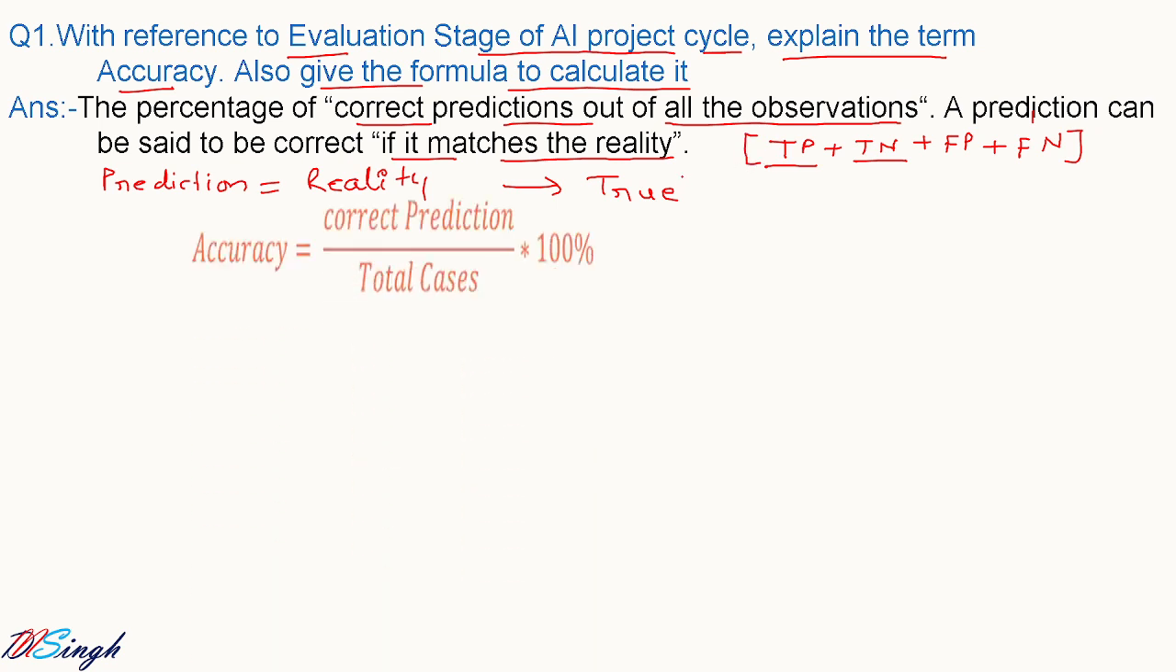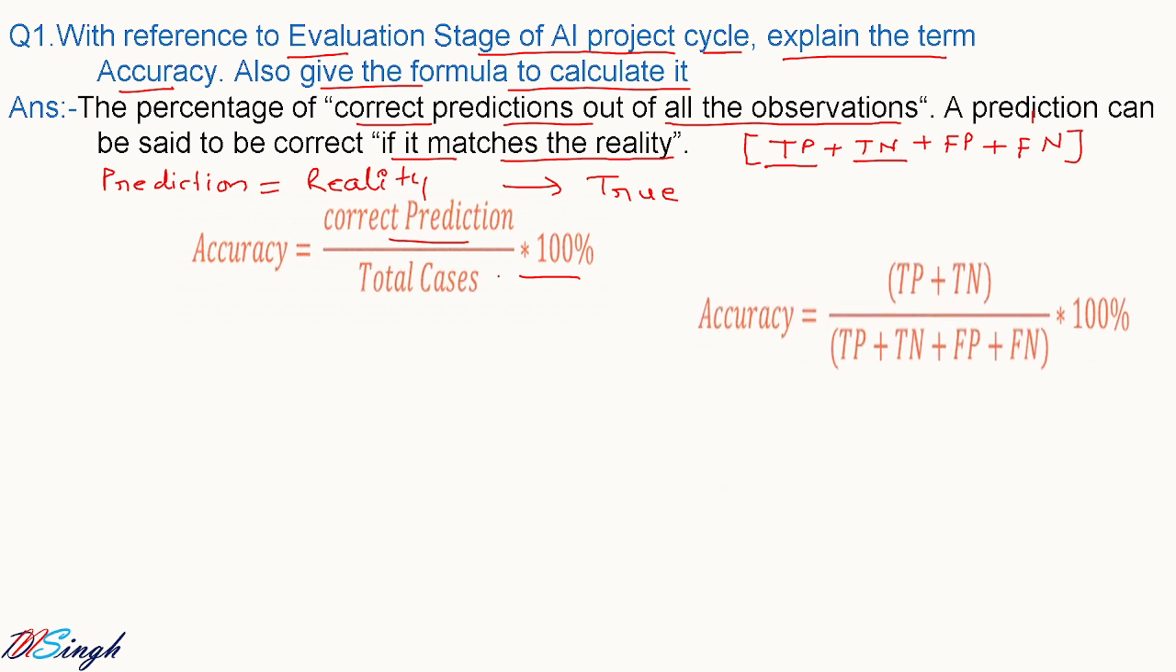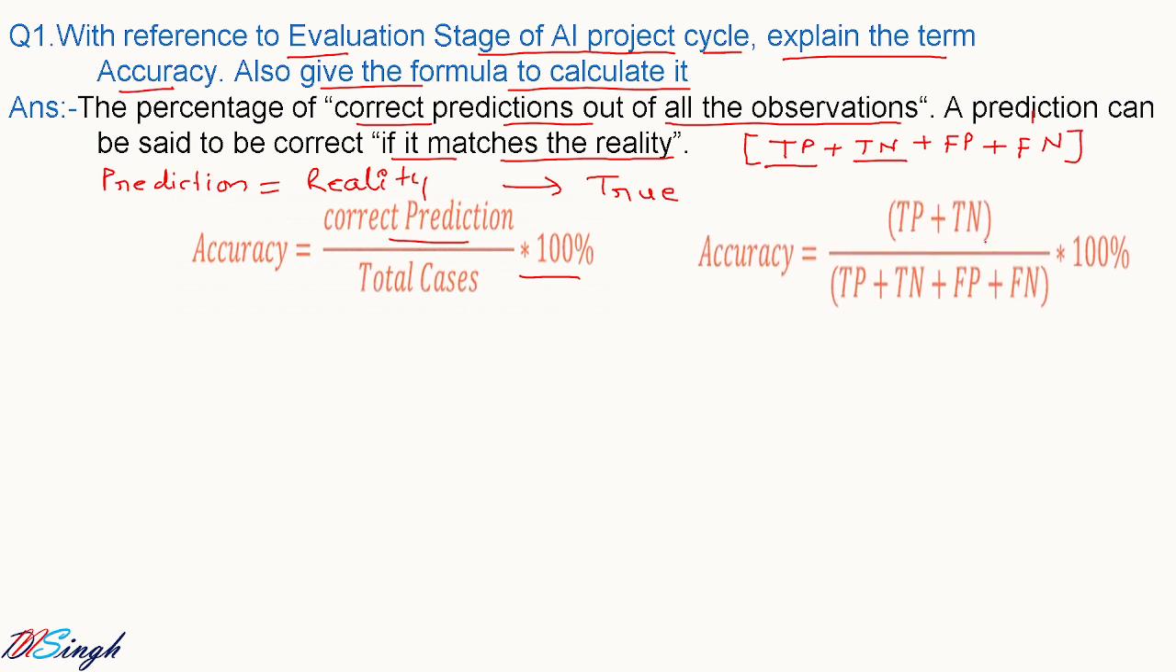So let us see the formula. Correct predictions, that means when prediction and reality both are the same, out of total cases. Total cases are TP plus TN plus FP plus FN. If you want it in percentage, multiply it by 100. The actual formula is TP plus TN upon TP plus TN plus FP plus FN, multiplied by 100. So this is the formula for accuracy. Let us go for the next question.